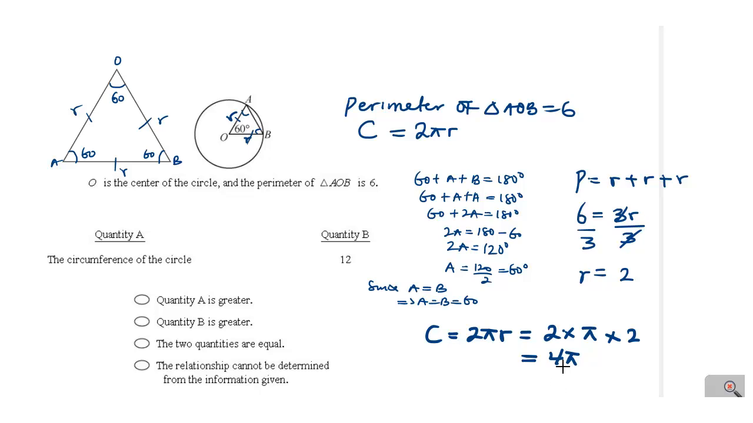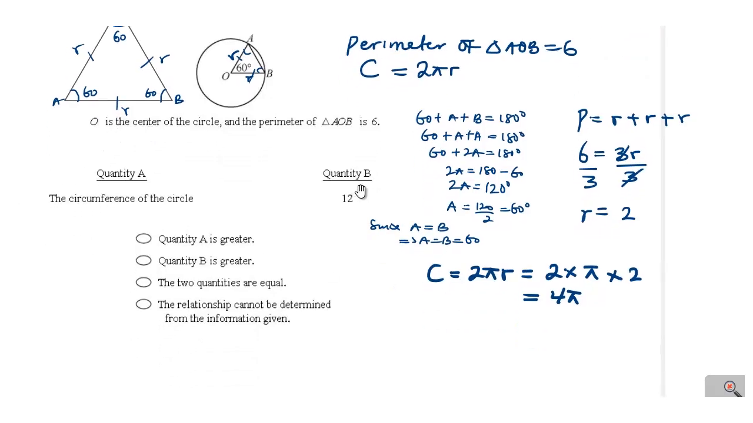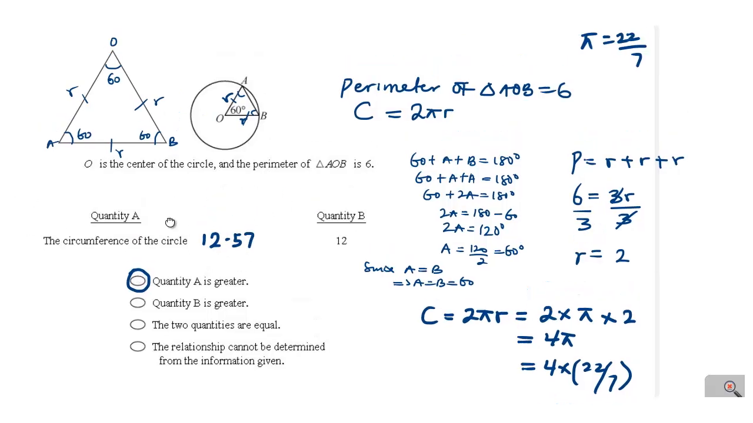Now pi is a constant. How do I know? Pi is 22/7. Because we are given a whole number here, we have to evaluate the value of pi. That will be 4 times 22 divided by 7, and 4 times 22 divided by 7 will give us something around 12.57. So with the presence of this 0.57, it is obvious that quantity A is 12.57, which is greater than quantity B. So the correct answer is quantity A is greater.